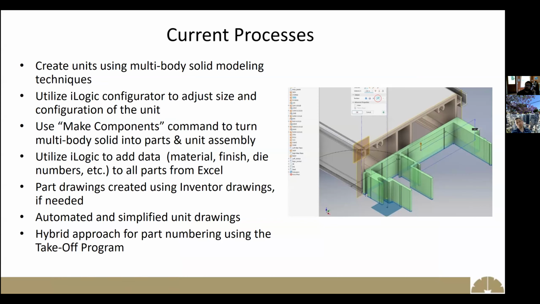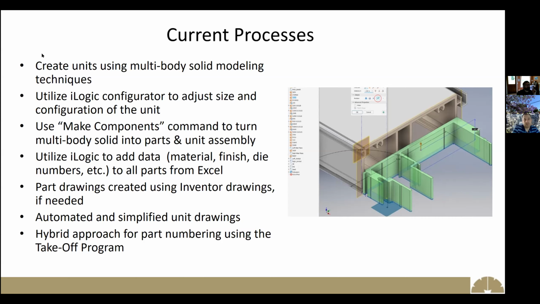So this is a brief list of our current processes. We're going to show you some of these, but essentially we're using what's called a multi-body solid modeling technique for the units themselves, for the most part. The unit is created in one part file right now, and each different part is a different solid. From there, you can convert them into individual parts. And then we've got some iLogic automation that we're using to import data into the different part files and create unit drawings and some things like that.